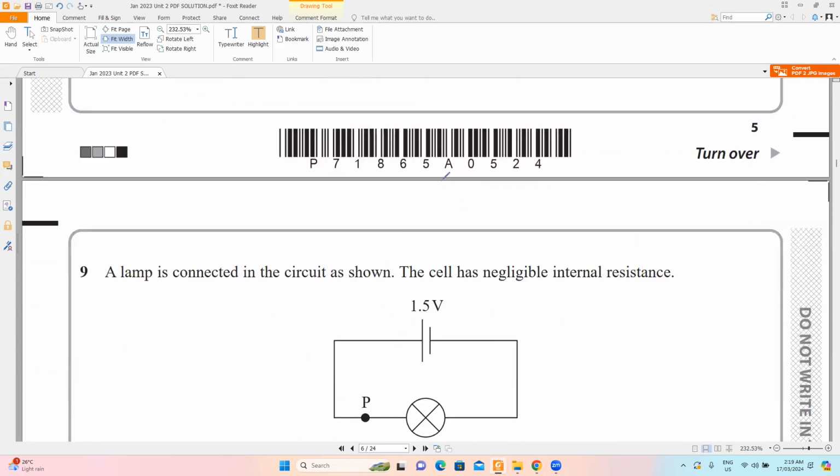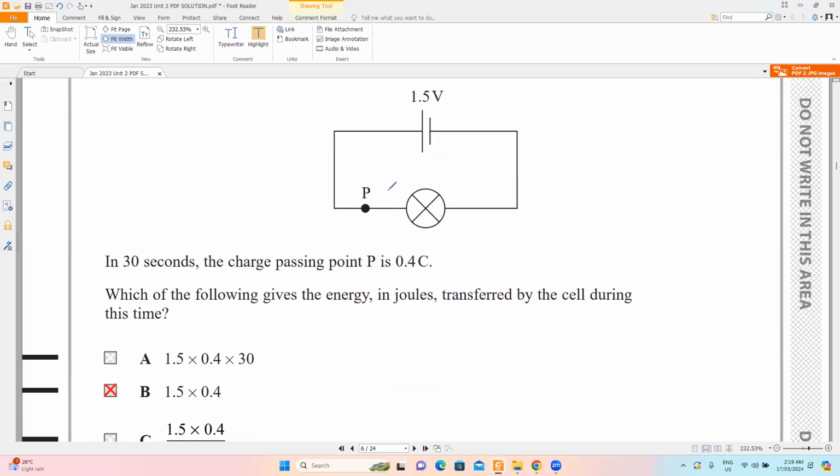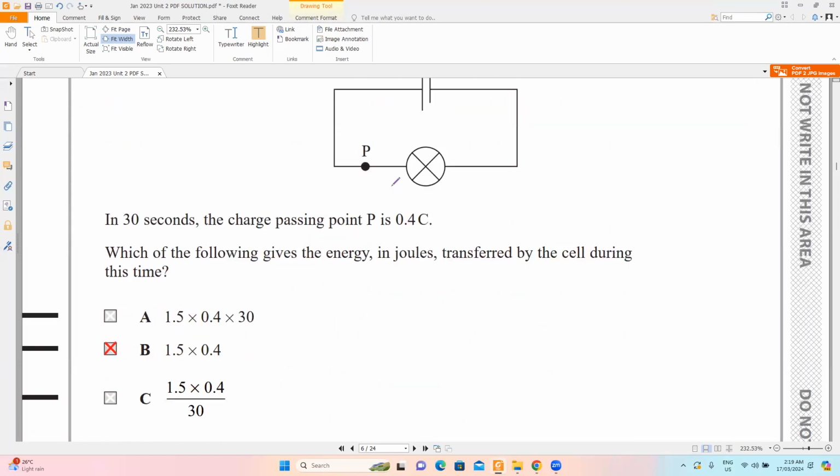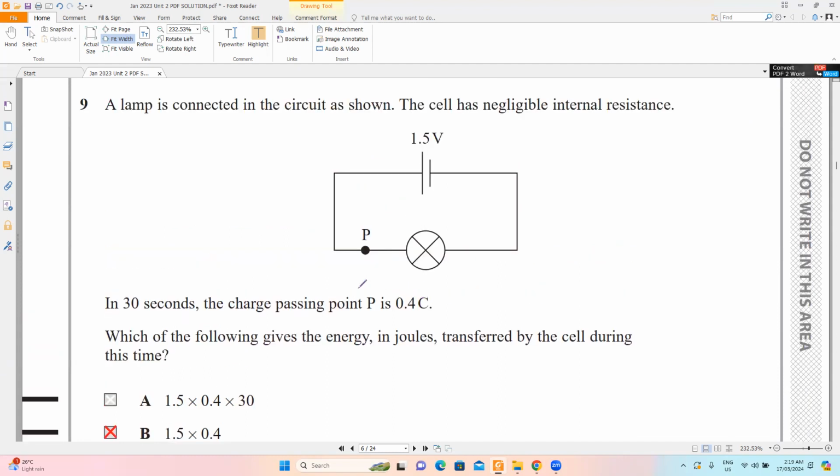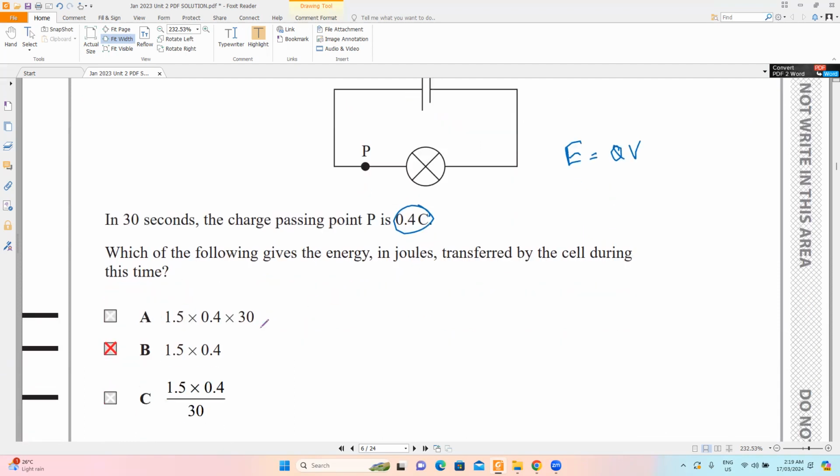Next question. A lamp is connected in the circuit as shown. The cell has negligible internal resistance. In 30 seconds, the charge passing point P is 0.4 coulomb. Which of the following gives the energy in joules transferred by the cell during this time? So what do I have here? I have the charge, I have the voltage. So electrical energy is given by QV. So charge times voltage gives you the electrical energy. So 1.5 times 0.4, my answer is B.